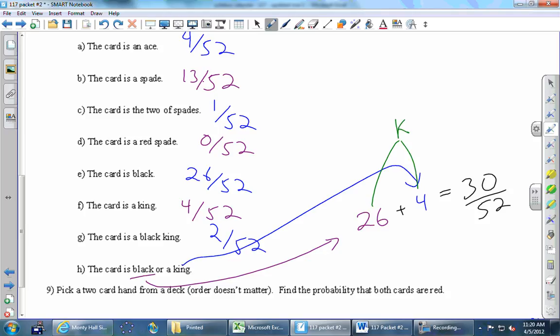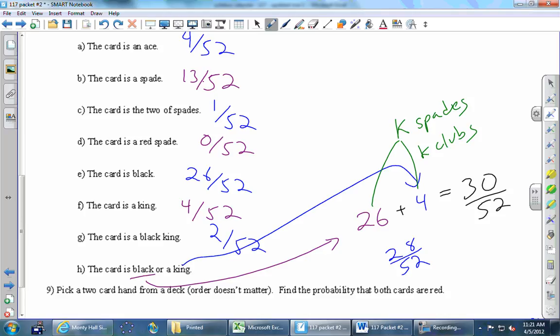There's the king of spades and also the king of clubs. Both of those cards are black, so they're part of the 26. Both of those cards are kings, so they're part of the 4. So we need to make sure we don't count them both again. And so the right answer here is actually not 30, but 28 out of 52. It's getting rid of the overcounting by 2 that we did before. Questions on that one?